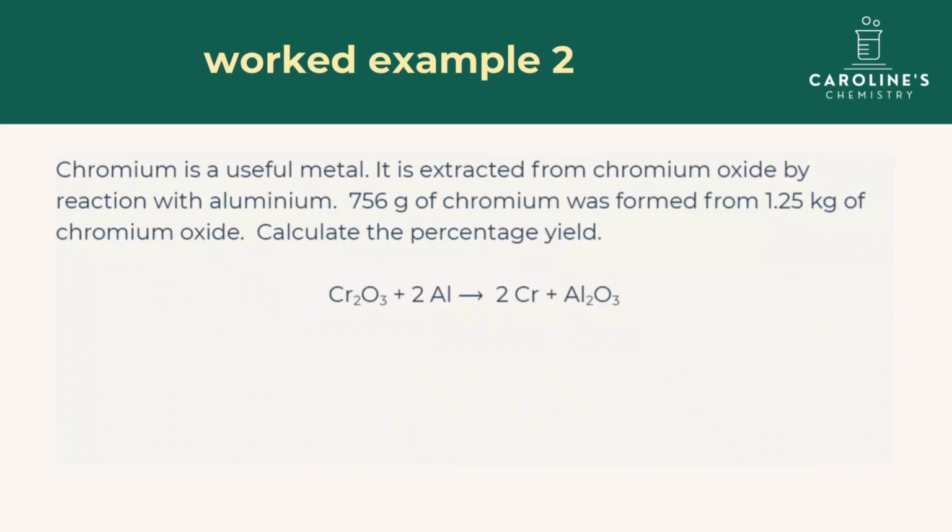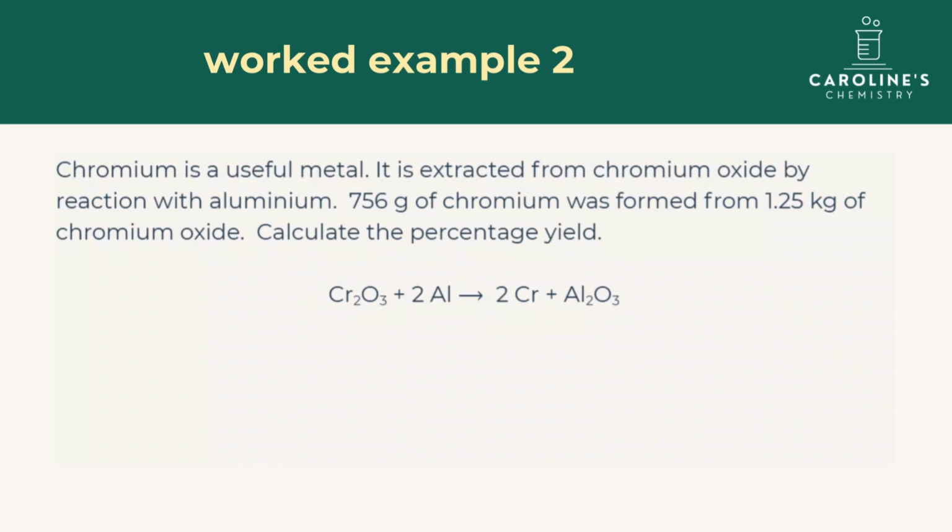Let's look at a question where they haven't broken it down step by step. They have put both bits into one question. So last time we worked out the theoretical mass and then separately we worked out the percentage yield. Here, the question is just giving it all in one go.